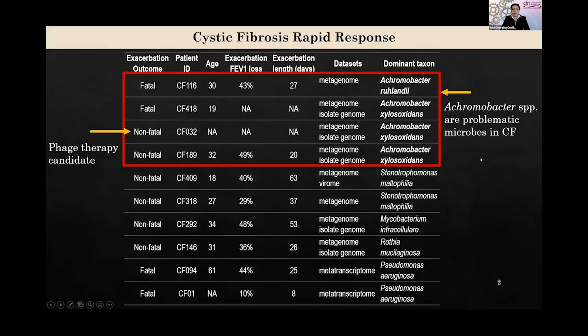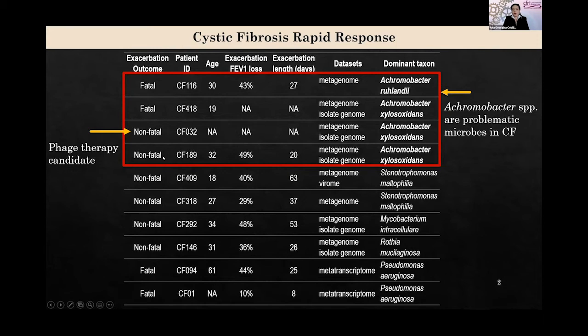So as Dr. Rower introduced, with our cystic fibrosis rapid response, we studied acute exacerbations of around 10 patients. And one thing we noticed by looking at the microbial communities is that some of them were dominated by Achromobacter. Achromobacter species are a problematic microbe in cystic fibrosis. Unfortunately, two of these exacerbations were fatal, and they were dominated by either Achromobacter roulanderi or Achromobacter psilosoxidans.